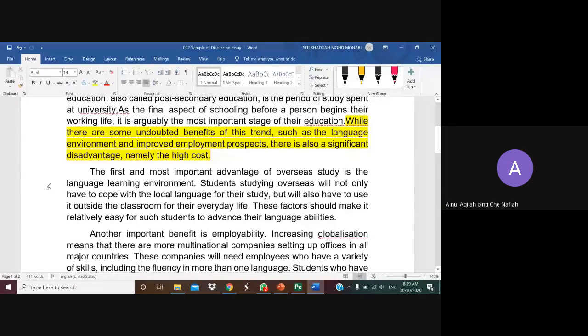The first and most important advantage of overseas study is the language learning environment. Students studying overseas will not only have to cope with the local language for their study, but will also have to use it outside the classroom for their everyday life. These factors should make it relatively easy for such students to advance their language abilities.